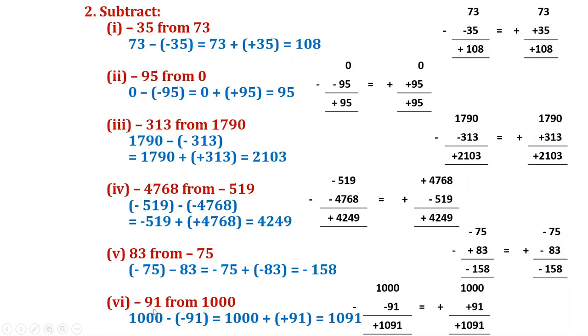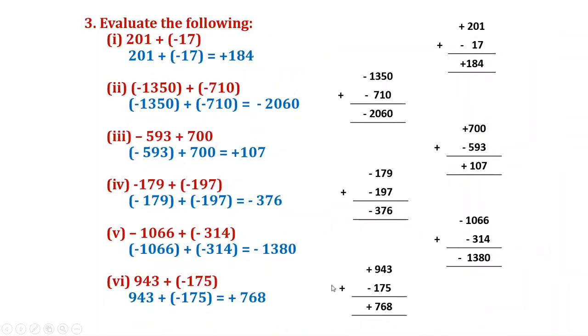Next, the sixth one: minus 91 from 1000. So from 1000 means first you have to write 1000 here, minus of minus 91. So now convert the subtraction as addition. So take the first number as it is, 1000, and change the sign minus as plus here, and change the second number as its additive inverse. What is the additive inverse of minus 91? Plus 91. Now both the numbers became positive numbers. Just add the positive numbers, which is 1000 plus 91 is 1091, which is plus 1091. So next, going to the third one, evaluate the following.